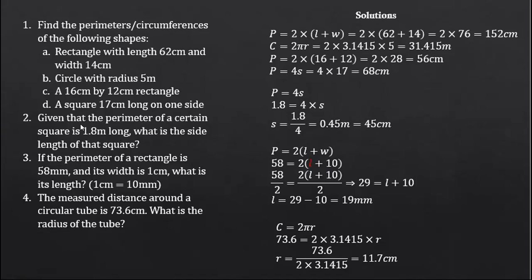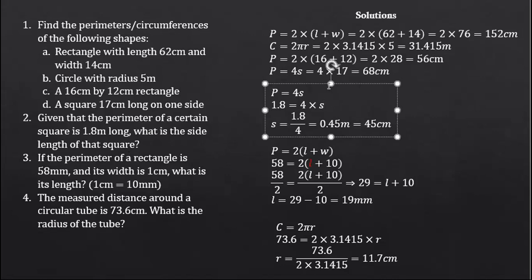All right. So we have the perimeter of a certain square is 1.8 meters long. They want to find what is the side length of that square. So perimeter is equal to 4 multiplied by side. We have the perimeter, we have our 4, which is constant, but we don't know what the side is. So basically what we do, because whatever we do on one side of the equation, we're going to do on the other side of the equation. So let me just pull up a text box here.